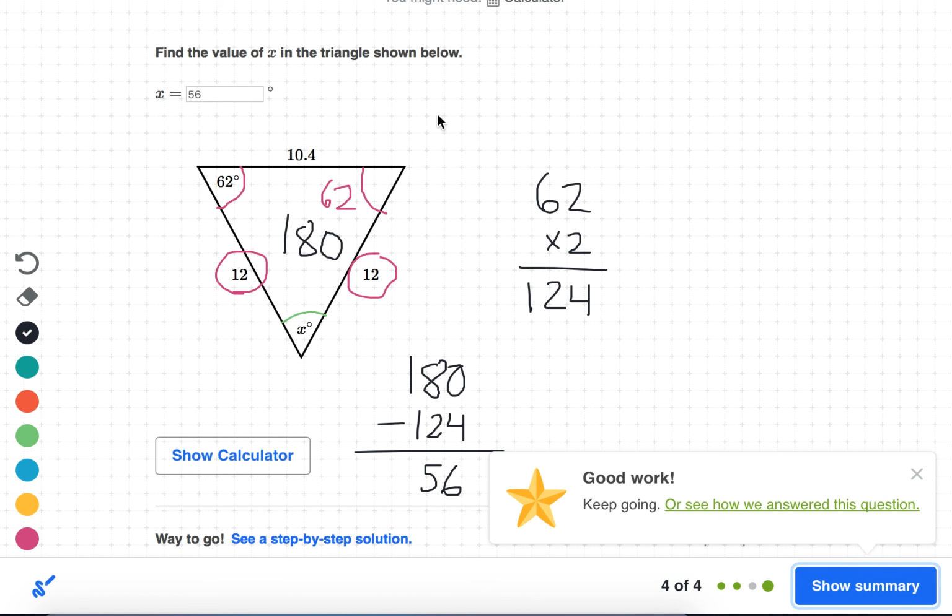So when you're finding angles in isosceles triangles, you use your scratch pad and start out by marking the congruent sides and the congruent angles.